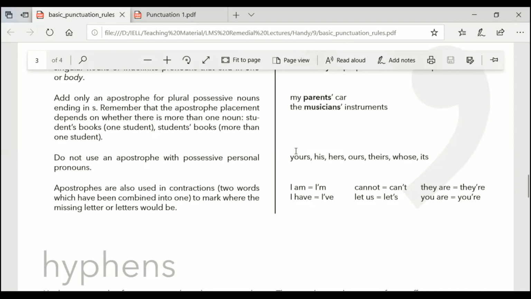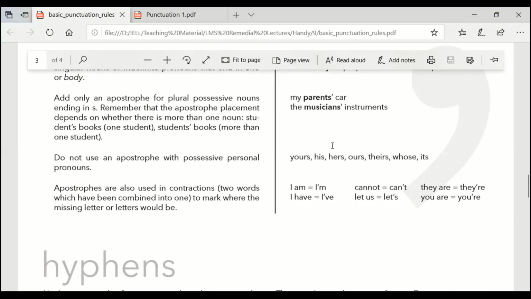Next, apostrophes are also used in contractions, two words which have been combined into one. When we are speaking informally, we use contractions of pronouns. For example, instead of saying I am, I would say I'm. Or similarly, I have. When writing them, for example in a text, instead of writing I have, I would write I apostrophe ve.